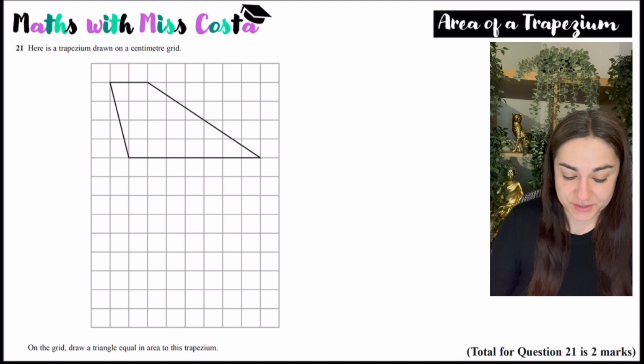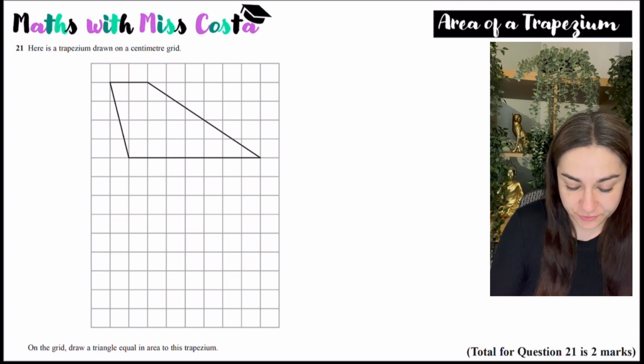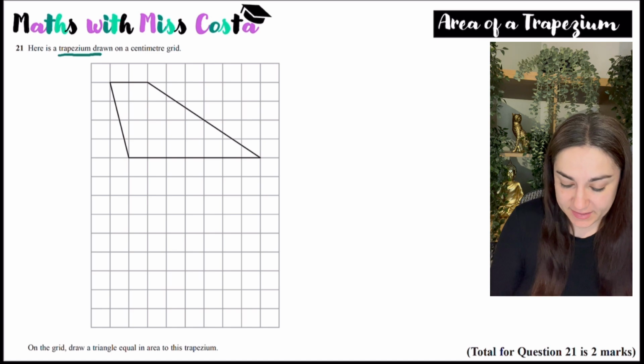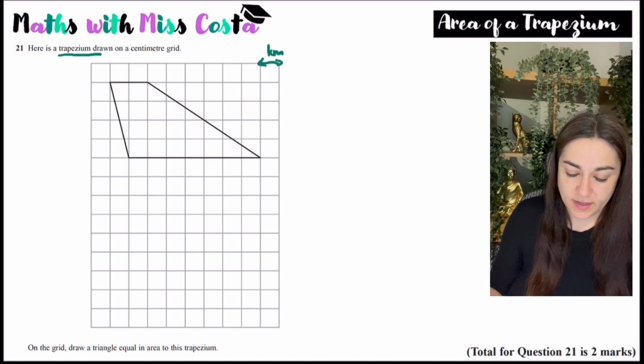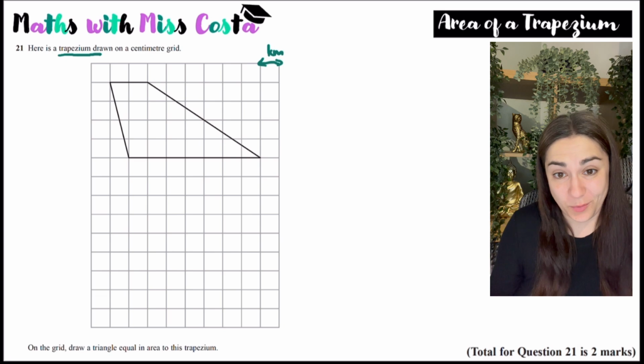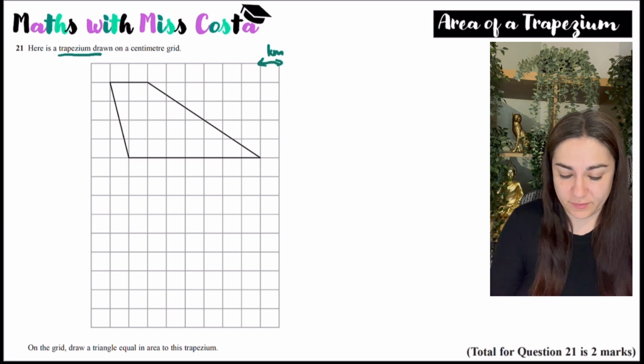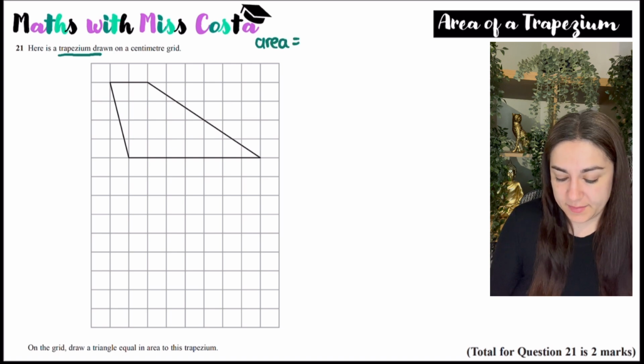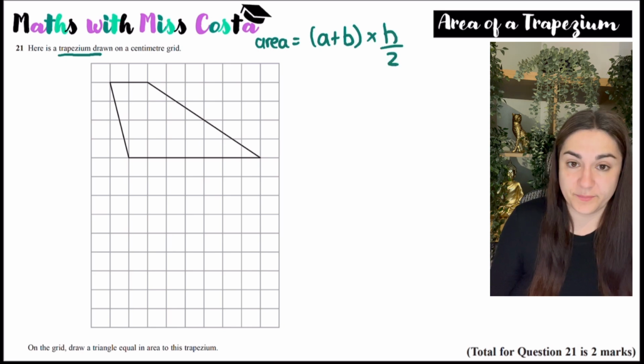Okay, in this question, I'm told that there is a trapezium drawn on a centimetre grid. The fact that it's a centimetre grid means that each of these lengths is going to be 1 centimetre. It's really important we know the formula for the area of a trapezium. There are lots of different ways you can write it, but the easiest way is probably to say the area of a trapezium is A plus B times half of the height.